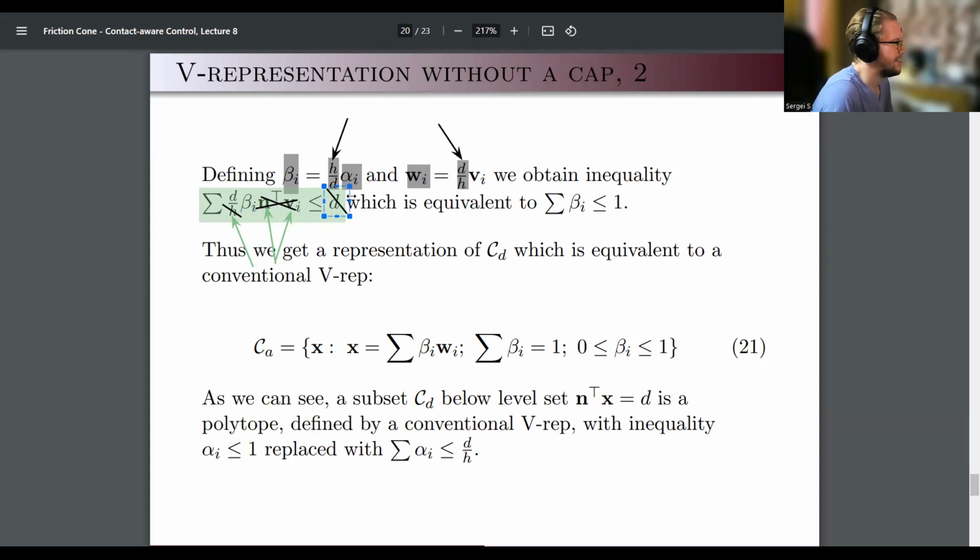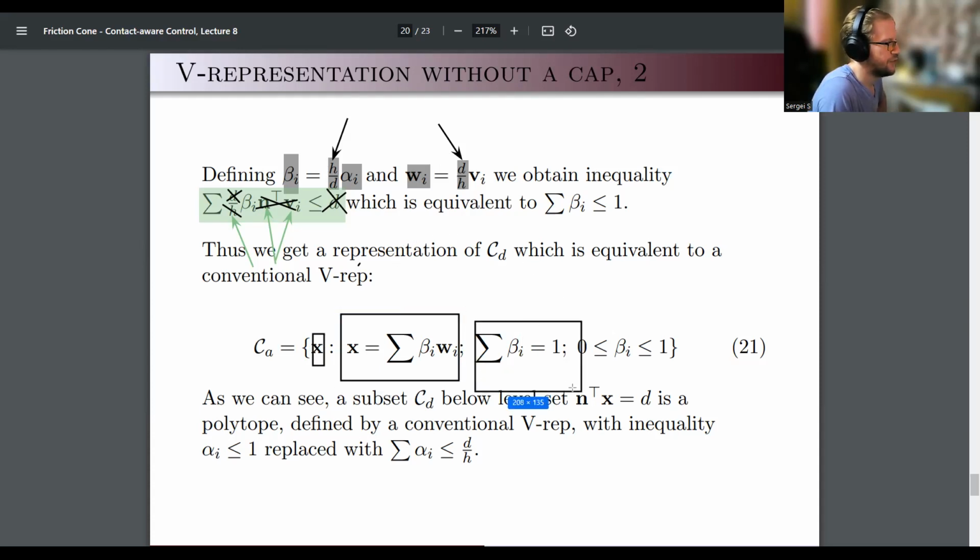But D here can be cancelled with this D here. So what we get is beta I less than or equal to 1. So this C sub D, this subset of the cone under the level set D, can be represented in V-rep, in vertex representation, as all x such that x equals the sum of beta I W V I, where the sum of beta I is 0 and beta I is between 0 and 1. So you see we recovered the original representation.